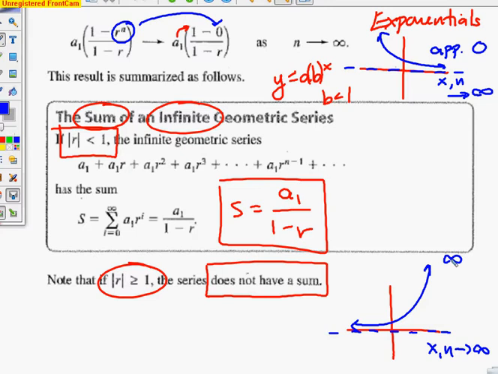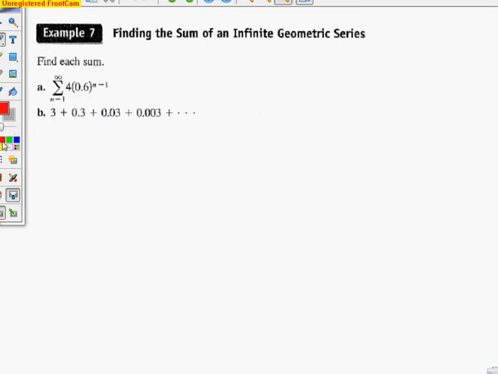Okay, so let's try to find a couple infinite sums here. All right. So find each sum. And you'll see this infinity sign means infinite. So I'll just circle it. So the first thing we do is we should check the r value. R equals the number the exponent is raised to. R equals 0.6, which is less than 1. So we can have an infinite sum here. So we need to find the sum, which is equal to a sub 1 over 1 minus r. I need these two things. So r is, of course, 0.6.